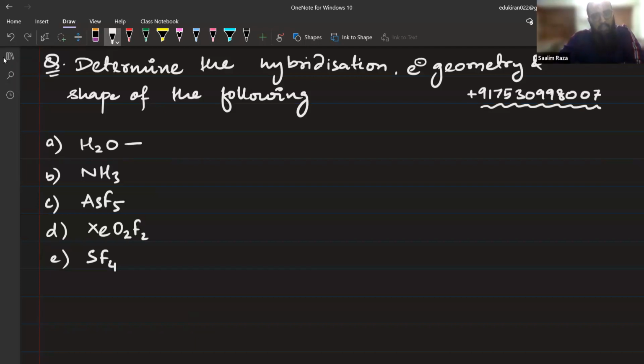For H2O you will find the steric number. You have the formula VMCA. From the steric number you will get the hybridization. From the hybridization you will get the electronic geometry. From the electronic geometry you will identify where you have the bonds, and from that you will get the shape.